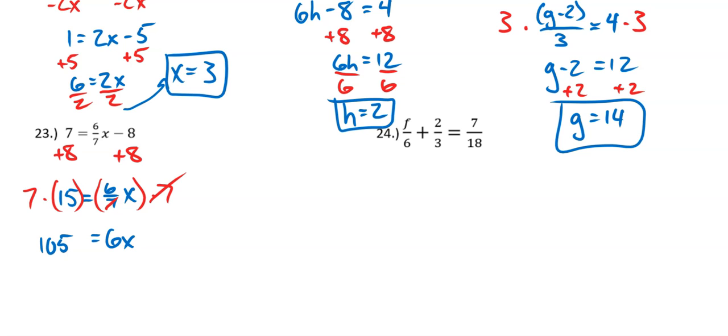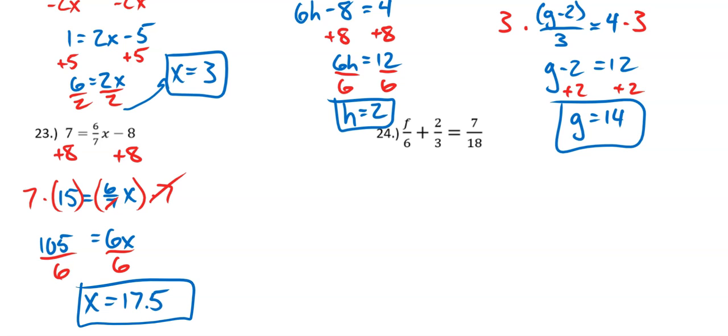And now I'm going to divide each side, okay? And so again, a fraction is just two things happening at the same time, all right? So you undo each of those one at a time, and when I divide this guy, I get 17.5. That's it.